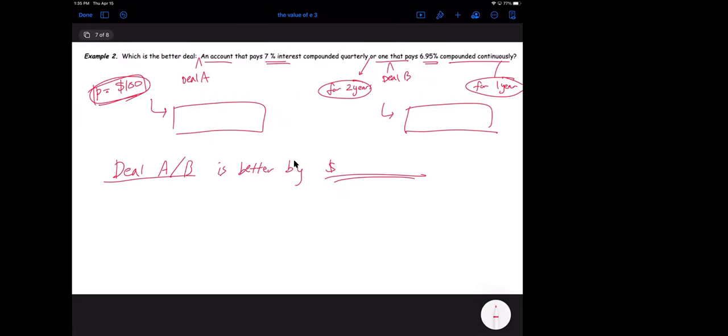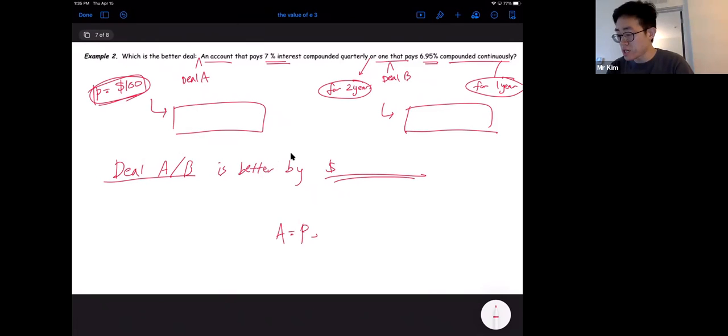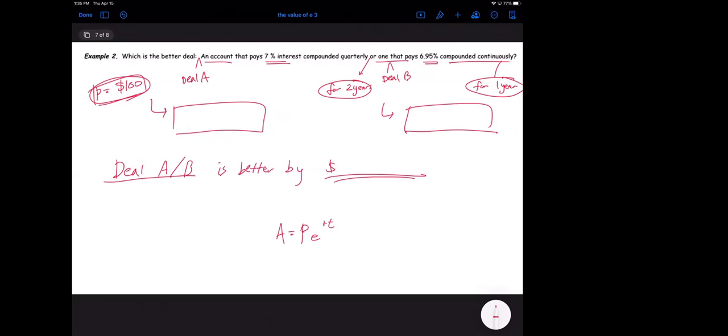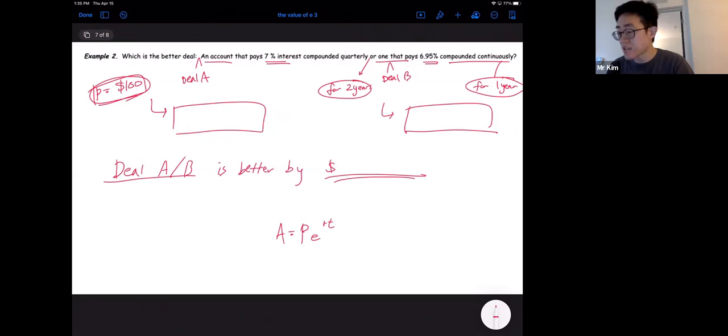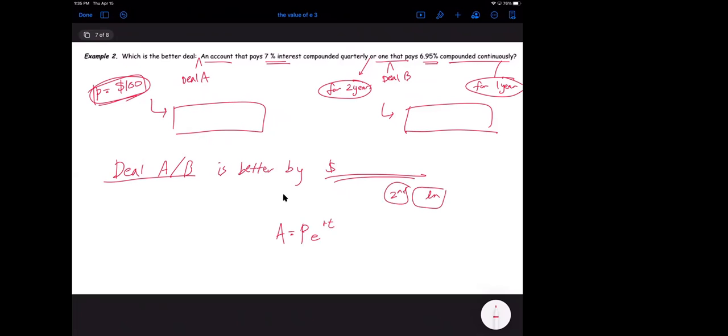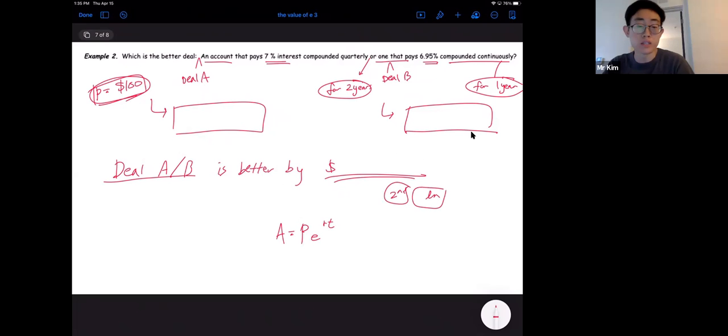Mr. Kim, what's the formula again for the continuous interest? A is equal to P e to the power of RT. So when you're typing in E, you would just do second and then natural log? Okay, and then for the rate, would you do 6.95 or 0.0695? 0.0695. It should be in decimal.